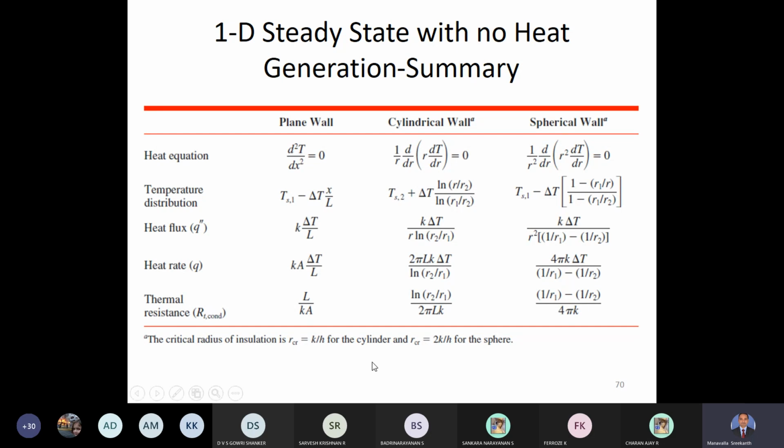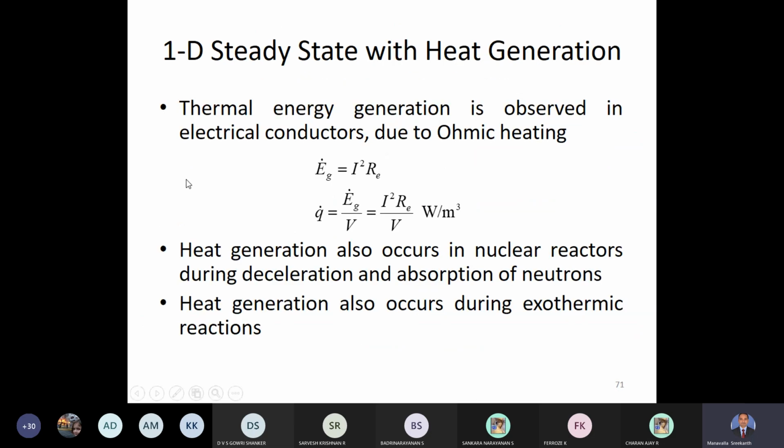And we have derived this equation. The critical radius of insulation for a cylinder is k by h. And I have also given this equation for a sphere, it is 2k divided by h. You can find these equations in the data book. I gave you the page numbers.